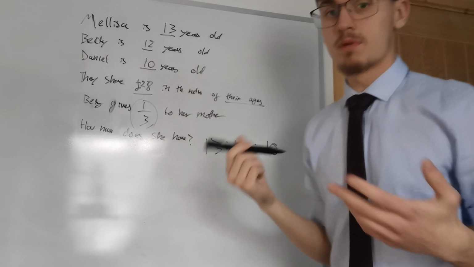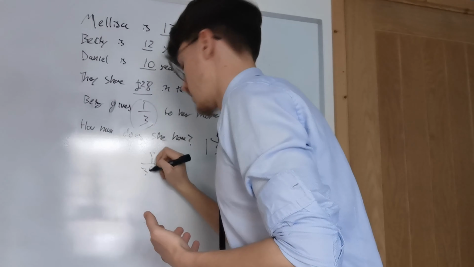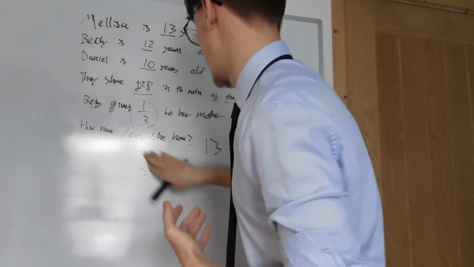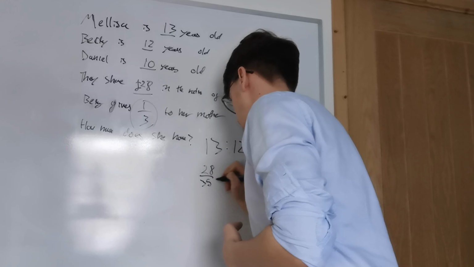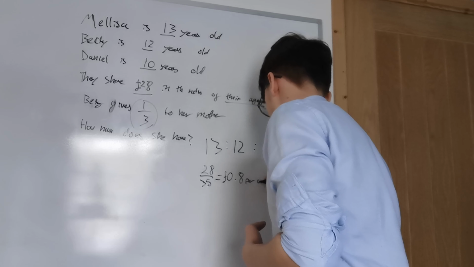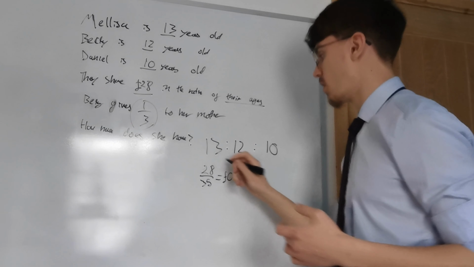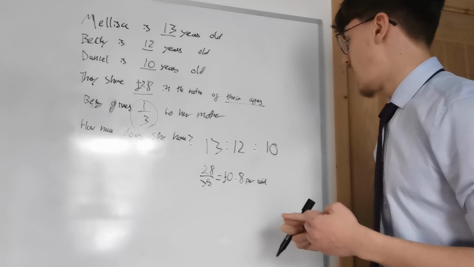So we do 28 divided by 35. Can the camera see that? No, it cannot. So 28 divided by 35 is equal to 0.8 pounds per unit. So we know that per unit of their age, they each have 0.8 pounds.